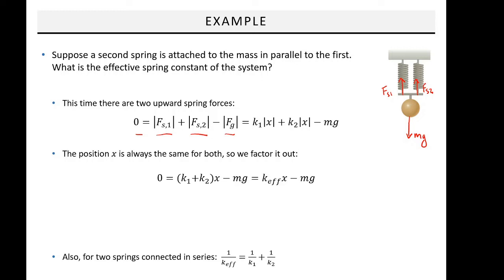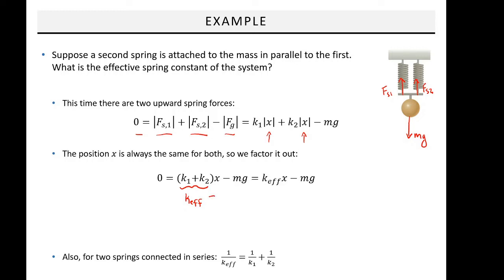Now the springs are connected together to the ball, so the position of the ball is going to be the same for both springs. Basically what I'm saying is that this x is the same as this x. Since that is true, we can factor out that x, and we'll end up with k1 plus k2 times x minus mg. This k1 plus k2, I'm just going to call the effective spring constant, as if it were one spring.